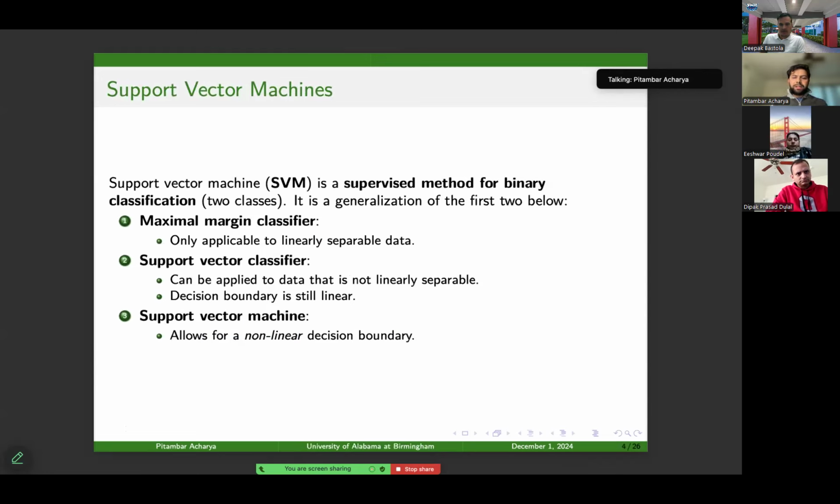Support vector machine is a kind of supervised method for binary classification. It is the generalization of maximal margin classifier and support vector classifier. The maximal margin classifier is applicable to linearly separable data, and support vector classifier can be applied to data which is not linearly separable, but the decision boundary is still linear.